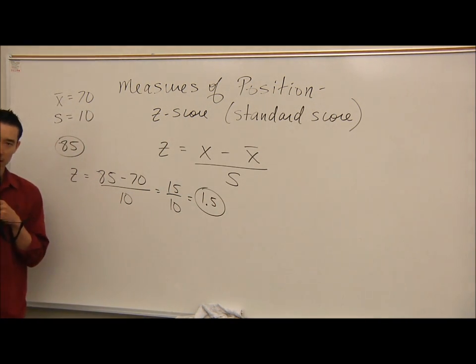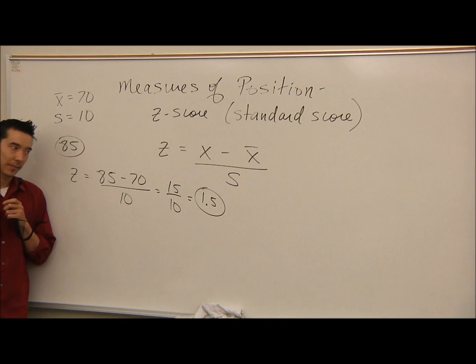Now let me see if I can blow your mind with what I'm about to say. The person who scored 85 scored exactly 1.5 standard deviations above the mean. Is that true? Is 85 exactly 1.5 standard deviations above the mean? Yes. That's what your Z-score represents. It's how many standard deviations you are above or below the mean. And here's the formula for it. You just take your individual value, subtract the mean, and divide by the standard deviation.